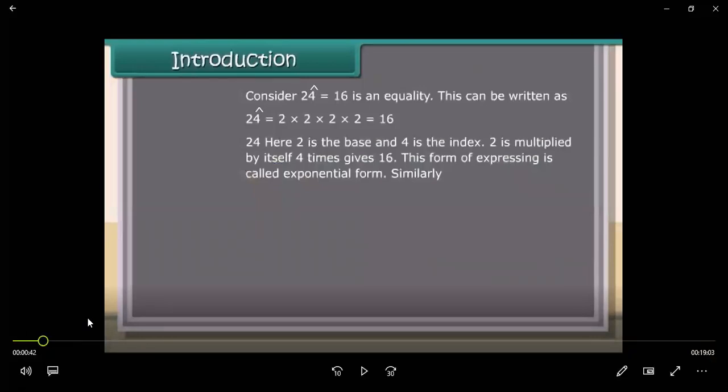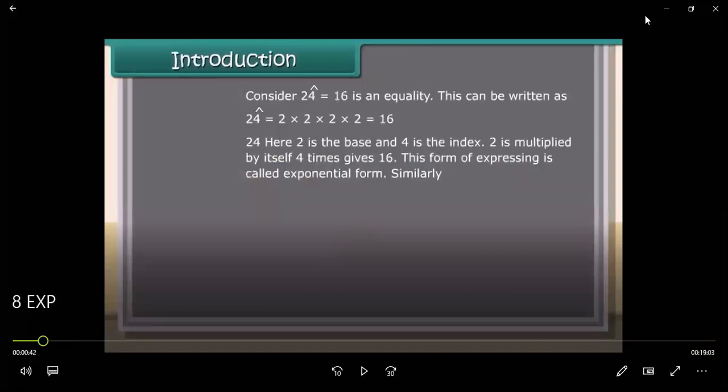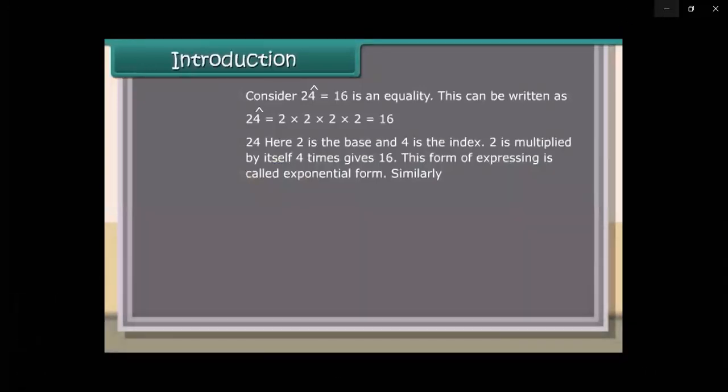For example, let's take a number over here, 16. We can write 16 as 2 raised to the power 4. So 2 raised to the power 4 we can write as 16, which is an equality. This can be written as 2 into 2 into 2 into 2, that is 4 times. If you multiply the same number with itself, we get 16 over here.